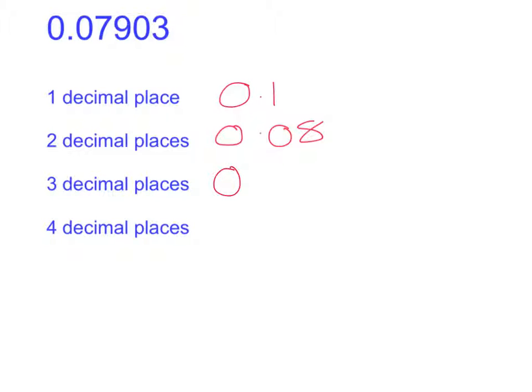To 3 decimal places, we would have 0.079, because the next digit over is a 0, so the 9 does not round up. And to 4 decimal places, we would have 0.0790. The 3 does not increase the 0, and because it does ask for 4 decimal places, we have to keep it in, even though it's a 0, because that's 1, 2, 3, 4 decimal places.